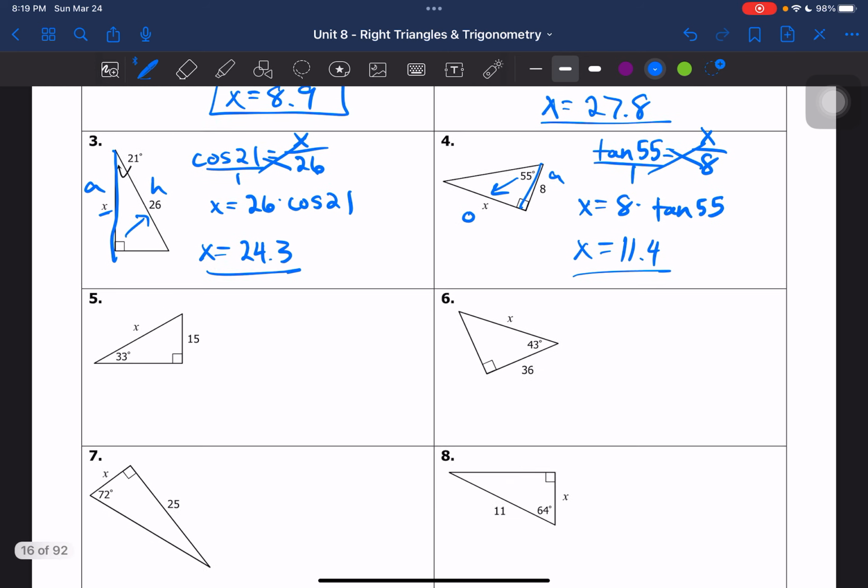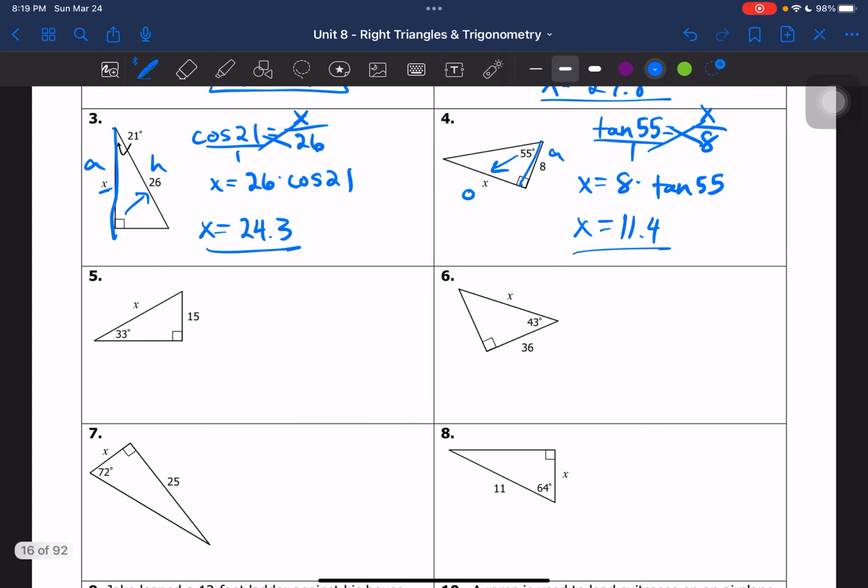Okay, so now let's look at 5. I have this angle that's 33 degrees. I know the side that's opposite to it, and I want to know what the hypotenuse is. So if I have opposite and hypotenuse, I'm going to use sine because sine is opposite over hypotenuse. So let's write out the equation. Sine of 33 equals, well, my opposite side is 15, and the hypotenuse, I don't know what that is.